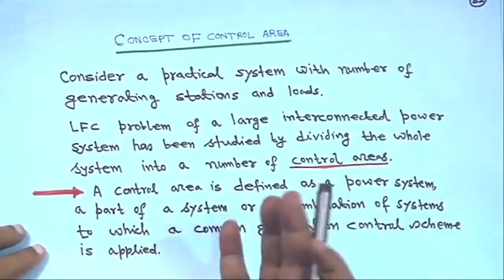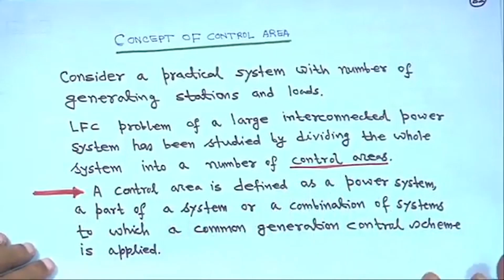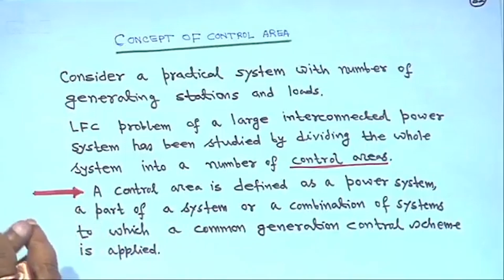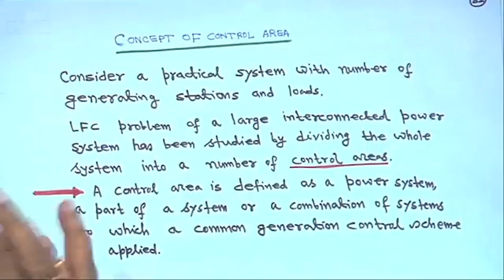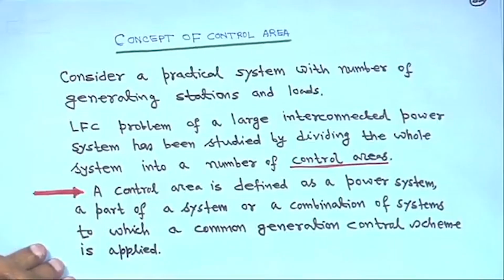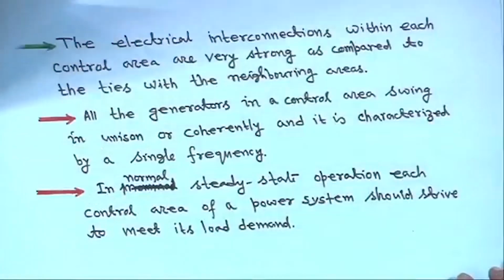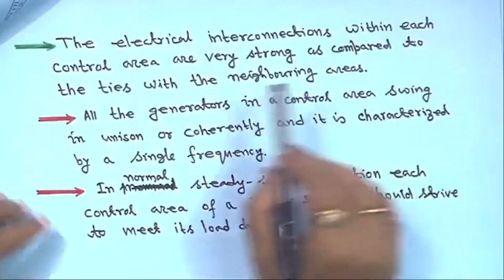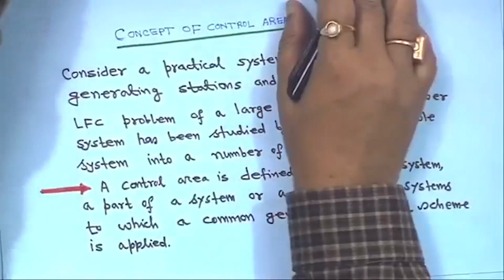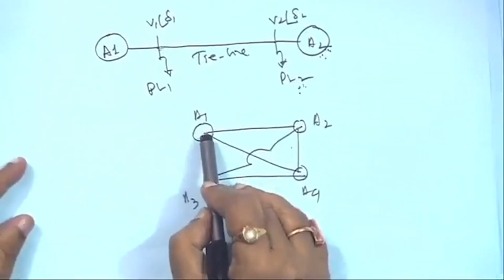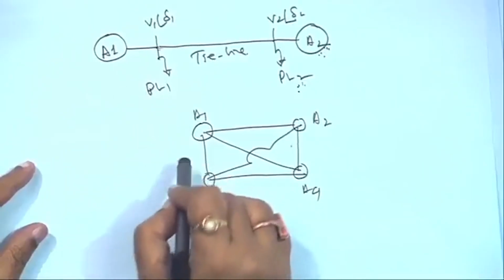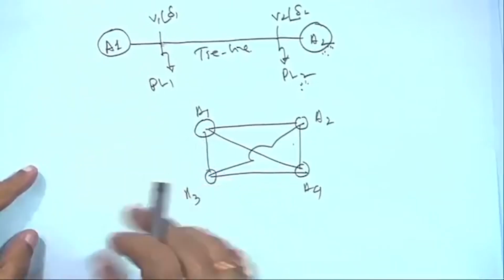An area is basically a power system, or part of a power system, where generating stations and several loads are present. It is like a power system network, to which a common generation control scheme can be applied. The electrical interconnections within each control area are very strong. You have many transmission lines connected among various bus bars. It is a power system network.